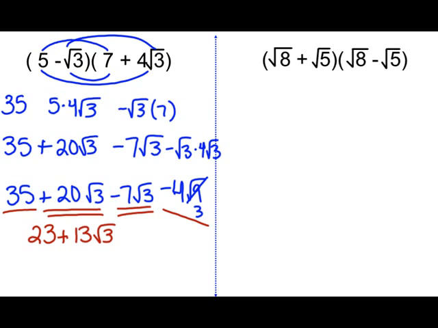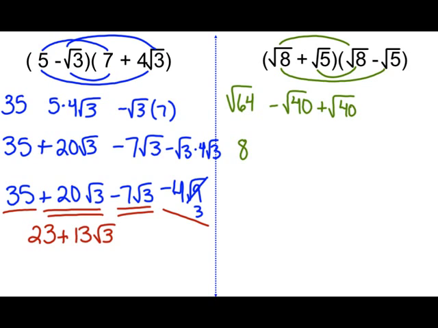We're going to FOIL. So I'm going to do the square root of 8 times the square root of 8, which is the square root of 64, which is just 8. Outsides. Square root of 8 times the negative square root of 5 is negative square root of 40. Insides. Positive square root of 5 times positive square root of 8 is positive square root of 40. And then last but not least, last times last. Positive square root of 5 times negative square root of 5 is negative square root of 25.